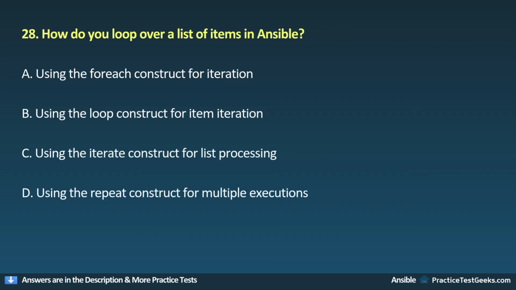28. How do you loop over a list of items in Ansible? A. Using the for-each construct for iteration. B. Using the loop construct for item iteration. C. Using the iterate construct for list processing. D. Using the repeat construct for multiple executions.